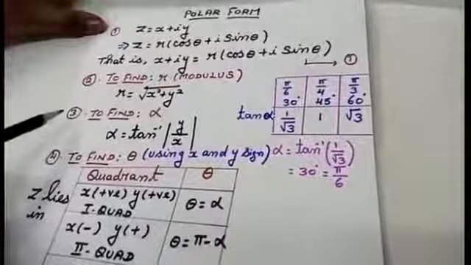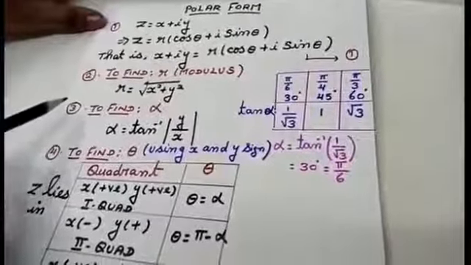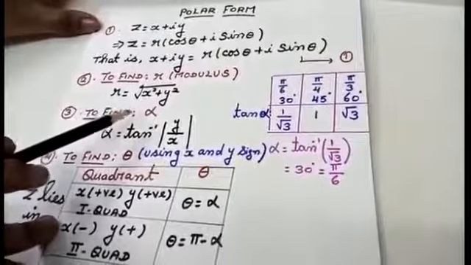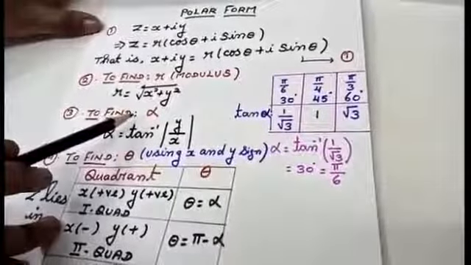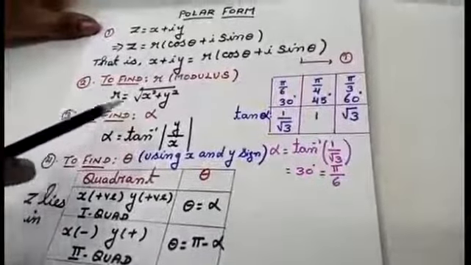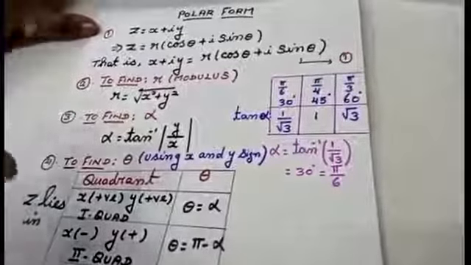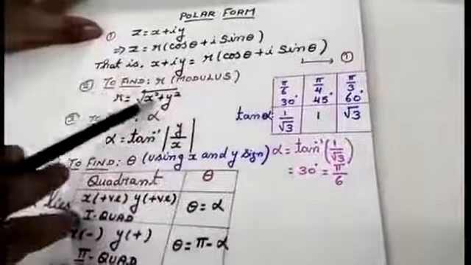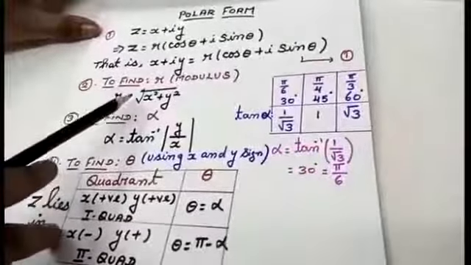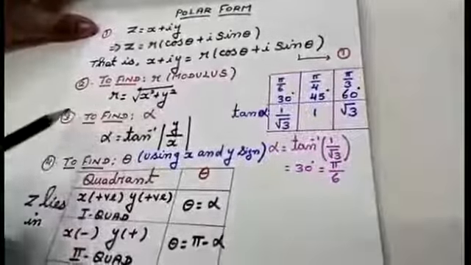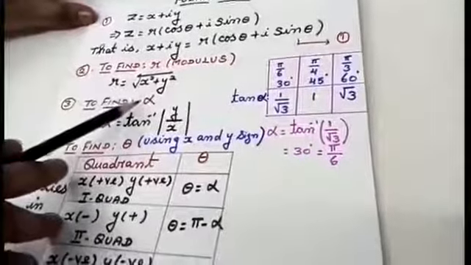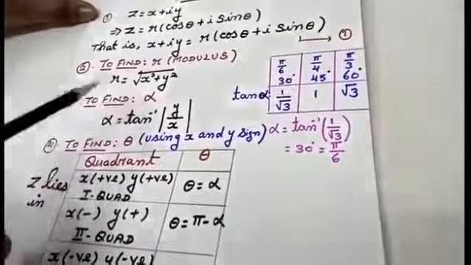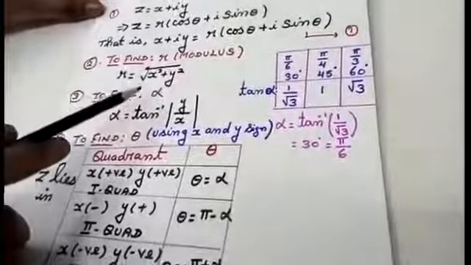Third step. Third, before finding theta, I am going to find alpha. Just for your understanding, I am just using only the notation, students. What is the first step? First, I am writing the question as r cos theta plus i sin theta. Second, I am finding r using this formula, root of x square plus y square. Third, I am finding alpha. This alpha is not given in your question, so keep this in your mind. Before finding theta, I am going to find alpha.